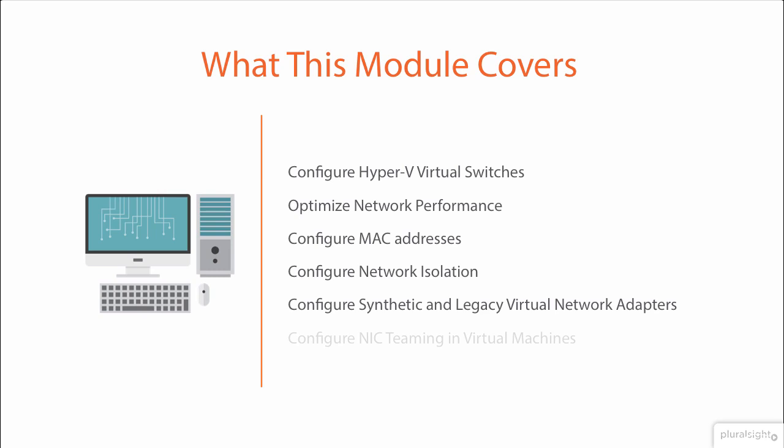And then one of the biggest performance enhancements that you can make to not only your virtual machines, but also your Hyper-V host is the use of NIC teaming, getting more bandwidth available. And I want to show you a couple of different ways to be able to do that. So what do you say we get started at the very beginning with configuring our Hyper-V virtual switches?